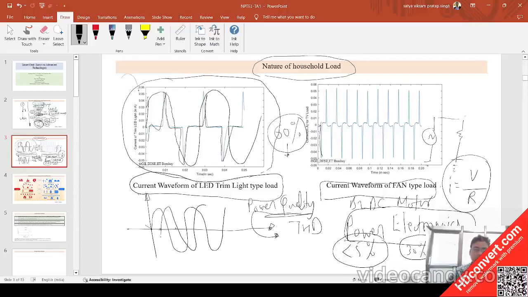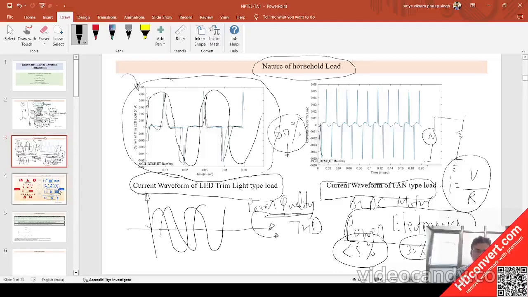Who can say that this is unacceptable? It means that there is a certain set of standards. Who can say that this quality of waveform is not acceptable? Okay, so there is a certain standard set by a certain authority, so that this THD, the power quality issue, can be avoided.